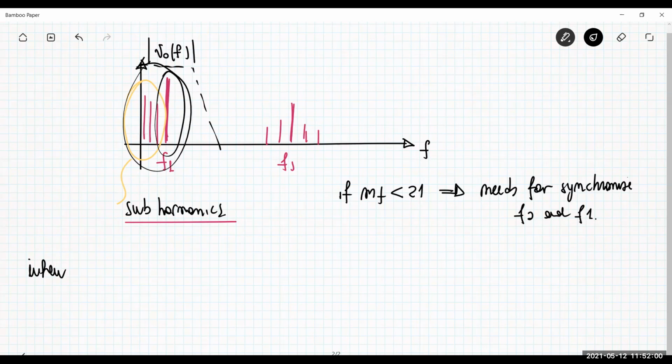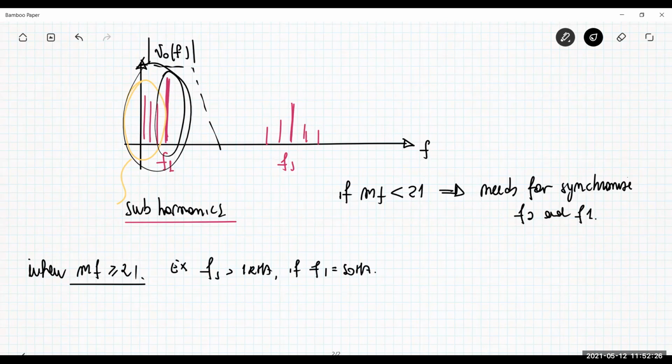When MF, let's say, is higher than 21, it means that the switching frequency is higher than 1 kilohertz if F1 is 50 hertz, for example. This is just an example giving you some direction numbers. Here it happens that the frequency Fs is much larger than F1, 21 times bigger. This makes it easy to filter the output.